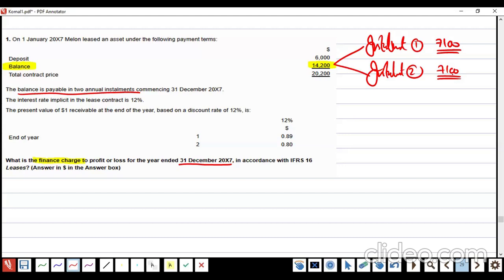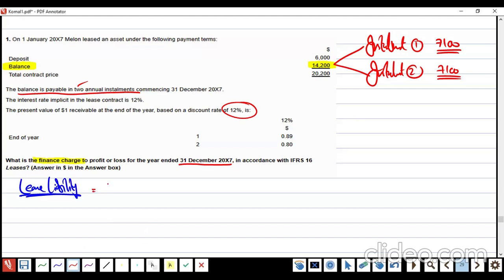Interest rate implicit is 12%. The present value table at 12% they already mentioned, right? 2 installments. We are aware of our table, right? Now, the interest. First, we need to find out the lease liability. Am I right? What is lease liability?